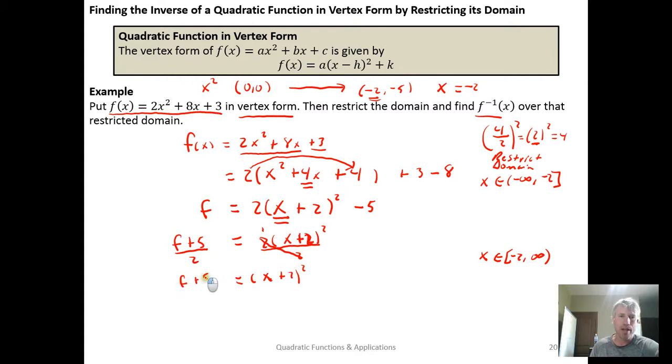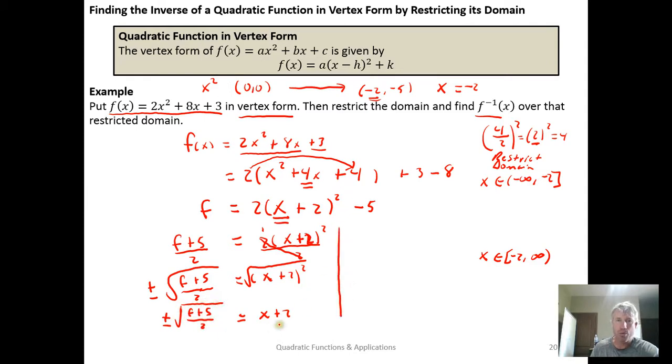So I have f plus 5 all over 2. And then we'll take the square root of both sides. And when we take the square root of both sides, we get a plus or minus. And that's going to leave us with, on this line, an x plus 2, because the square root cancels the squaring. And we have a plus or minus the square root of f plus 5 all over 2. And to finish this out, we'll subtract 2 from both sides. So I'm going to get a subtraction of 2 plus or minus the square root of f plus 5 over 2 equals x, isolated on the right-hand side.